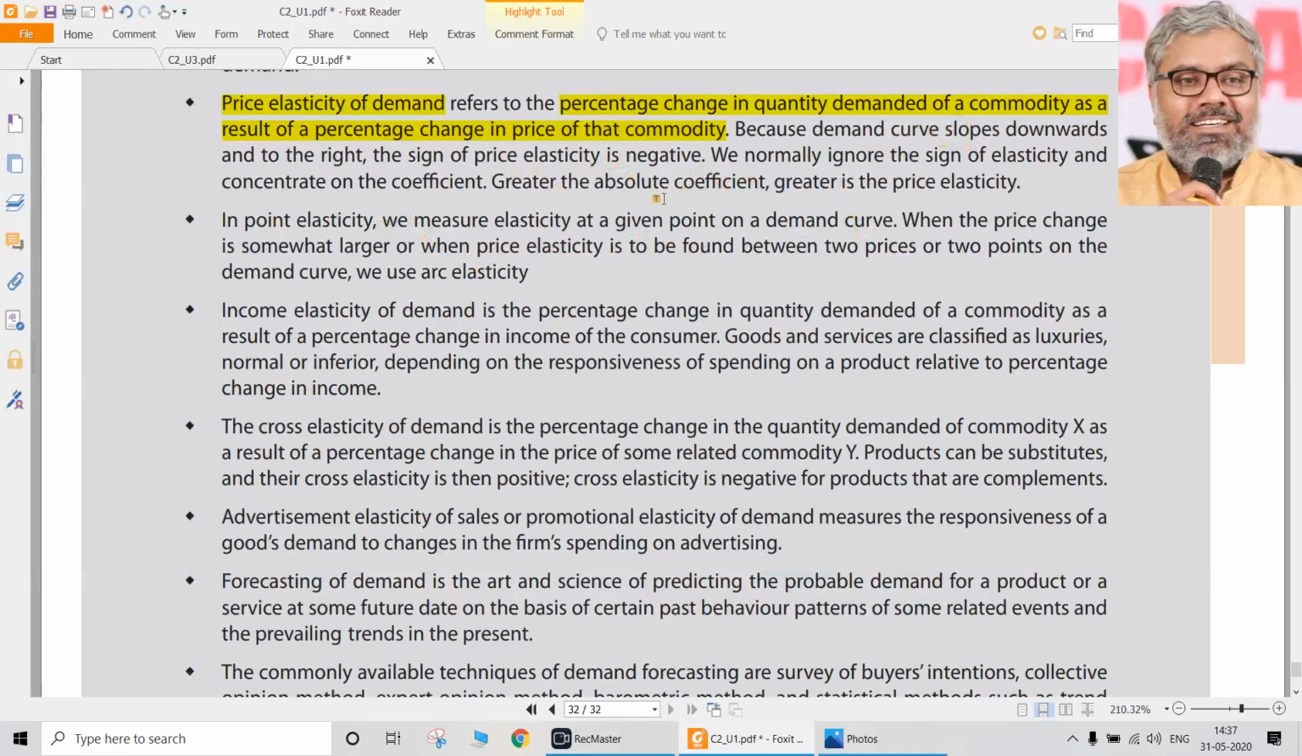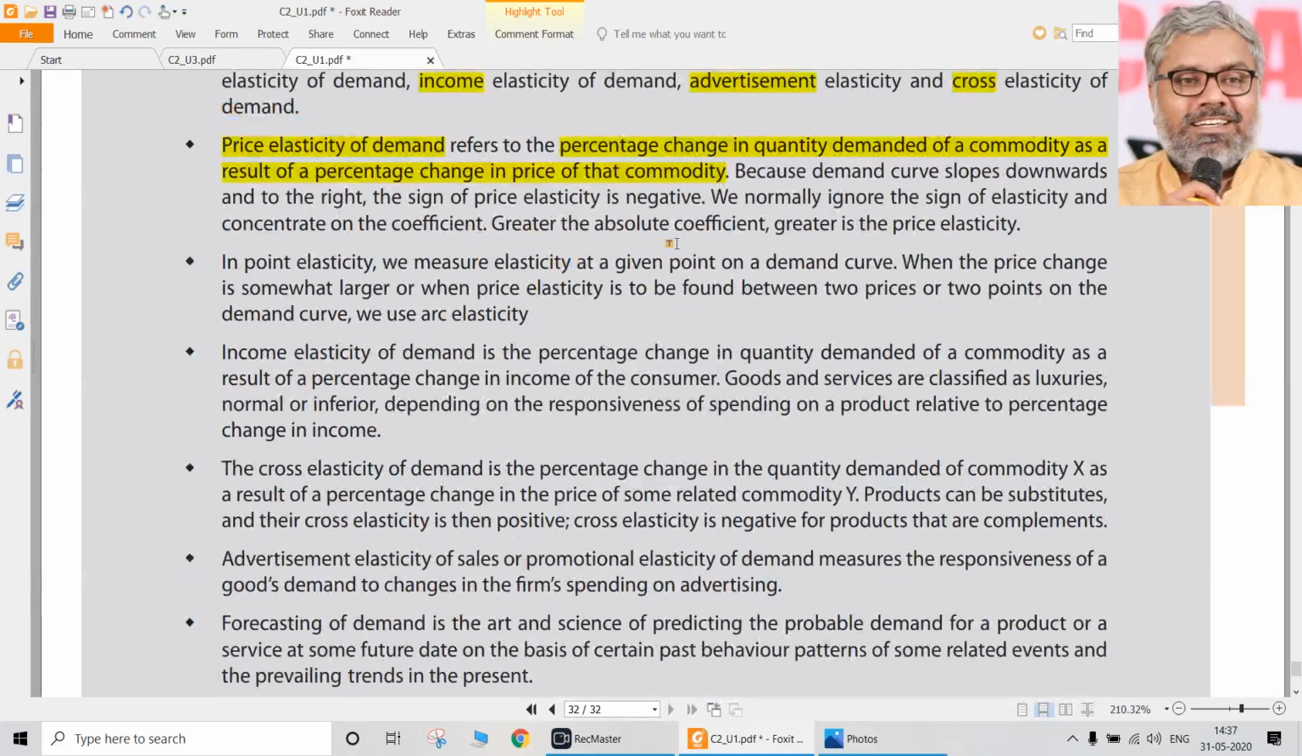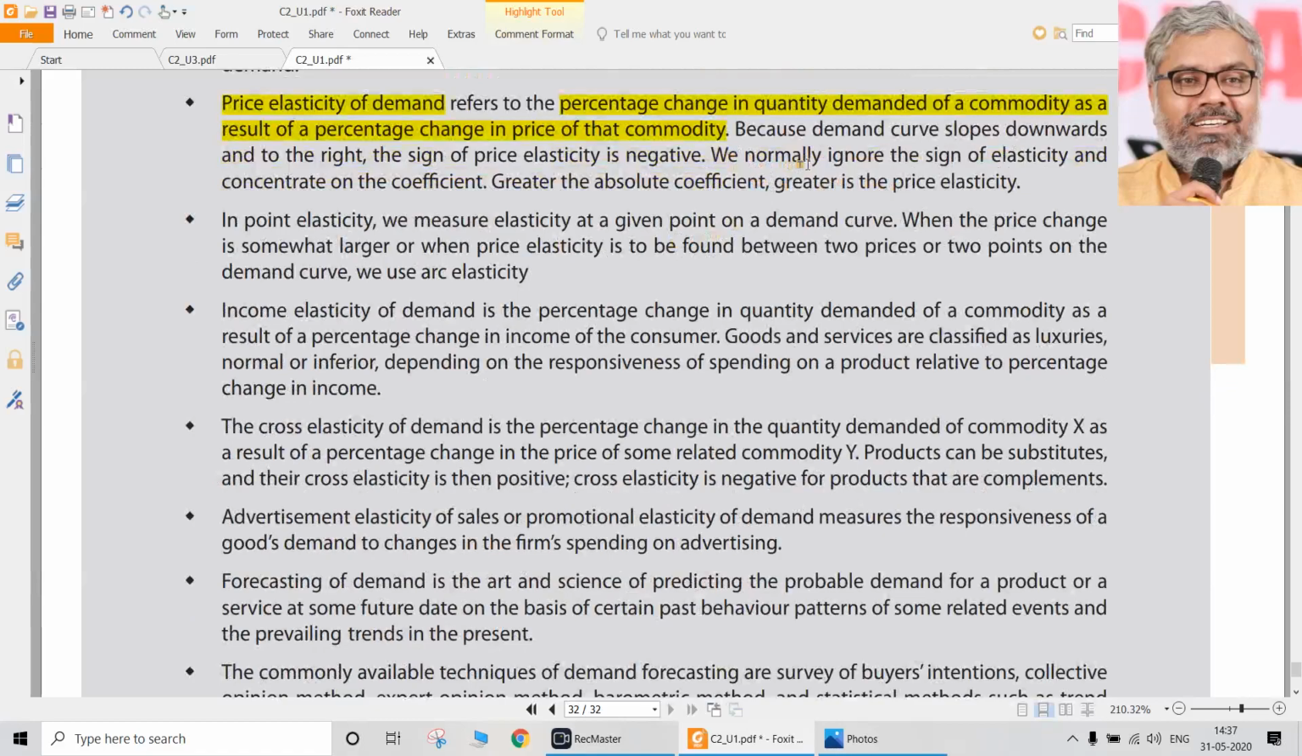But in general, because the demand curve slopes downwards, the sign of the price elasticity is negative. Naturally, it is supposed to be negative. But because we know it is going to be negative anyway, we ignore the sign of the price elasticity and concentrate on the coefficient, that is the actual absolute number. So once again, care has to be taken here. Are we going to ignore the sign, plus or minus, in all types of elasticities? No, sir, nothing like that. It is going to be only for price elasticity. Once again, sir, how can we ignore?